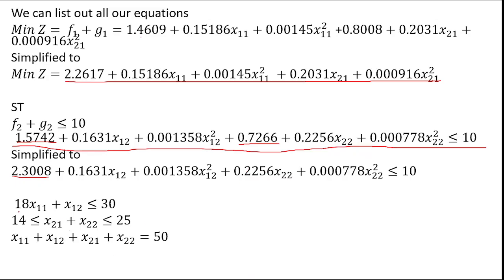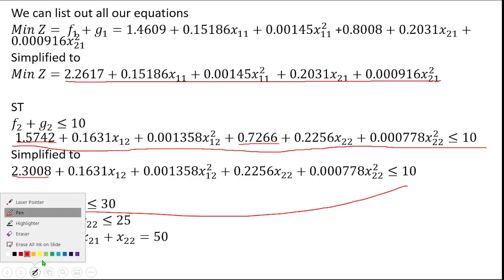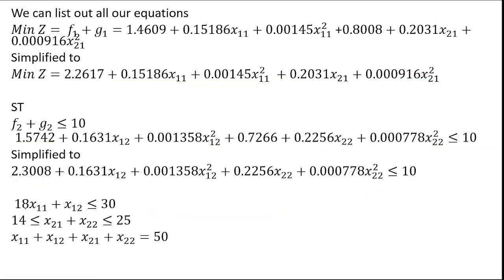Then the other constraints. Okay, I think it didn't appear well. So we have, it's supposed to be 18 less than or equal to x11 plus x12 less than or equal to 30. 14 less than or equal to x21 plus x22 less than or equal to 25. Then the sum of all of them equal to 50. So these become all our equations. We have our objective function, we have our constraints as well.